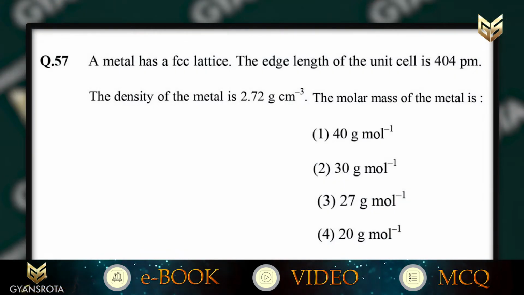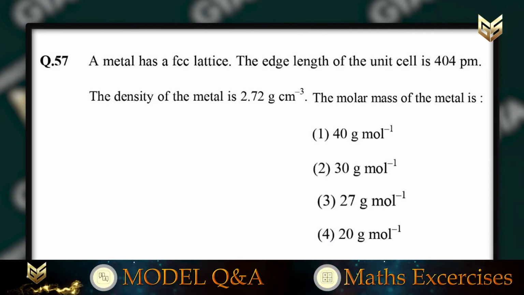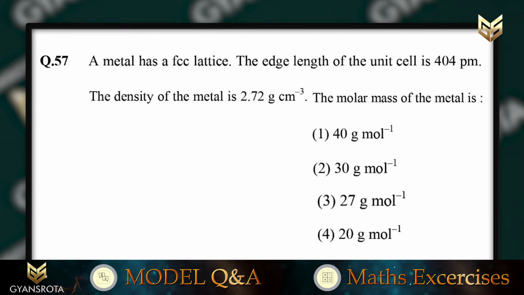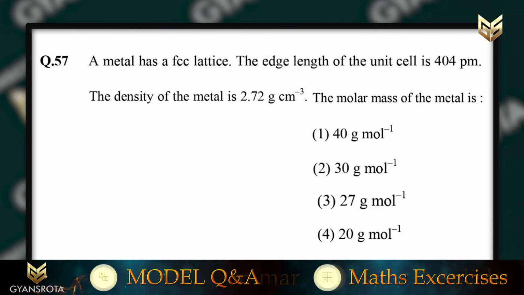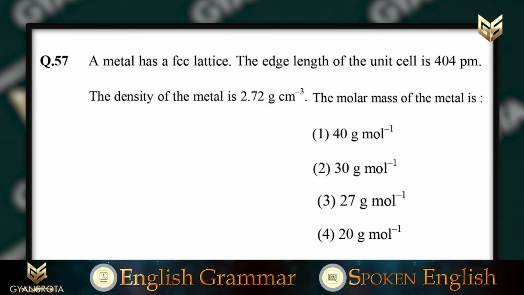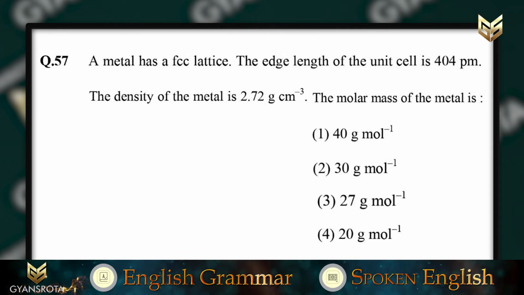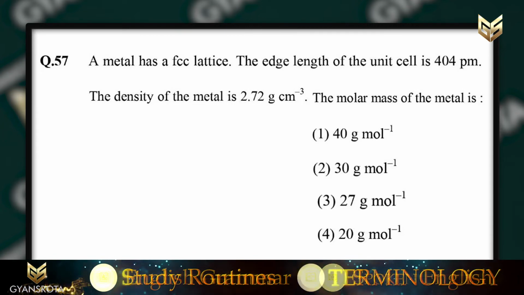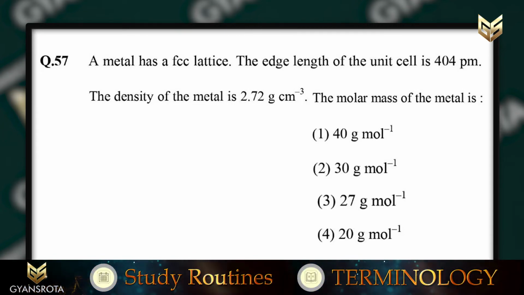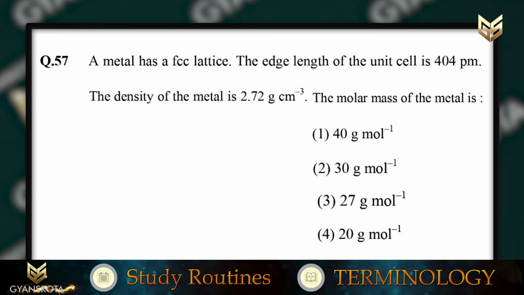Question number 57 is on your screen. A metal has an FCC lattice. The edge length of the unit cell is 404 picometer. The density of the metal is 2.72 gram per centimeter cube. The molar mass of the metal is? This question comes from your solid state chapter of your class 12 NCERT. So now we are moving to the solution part.